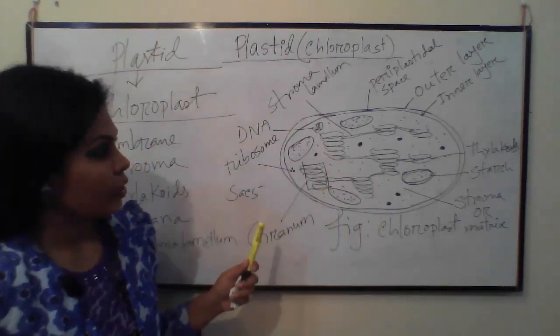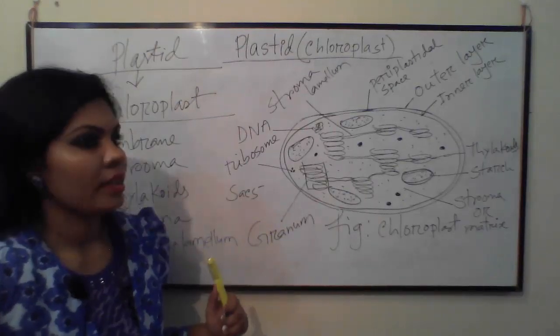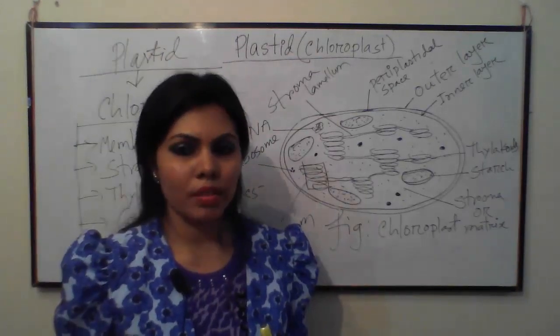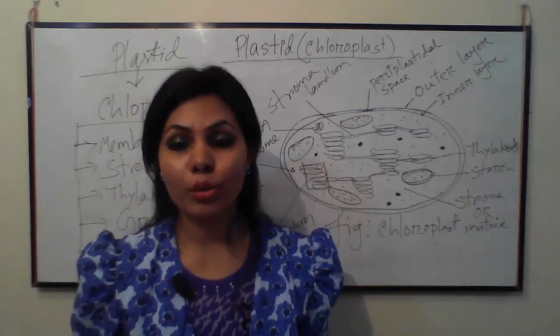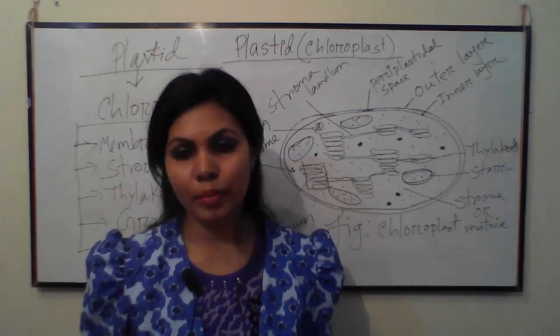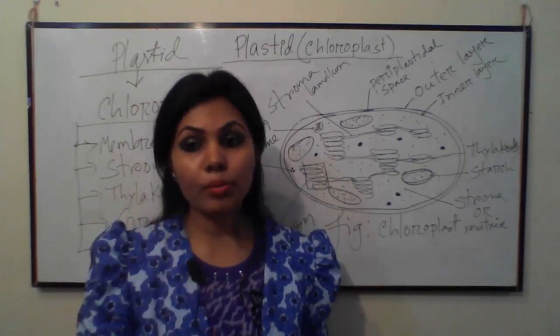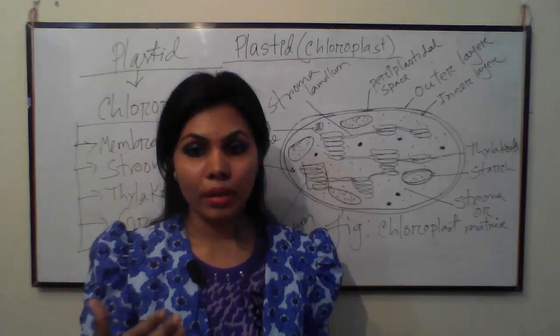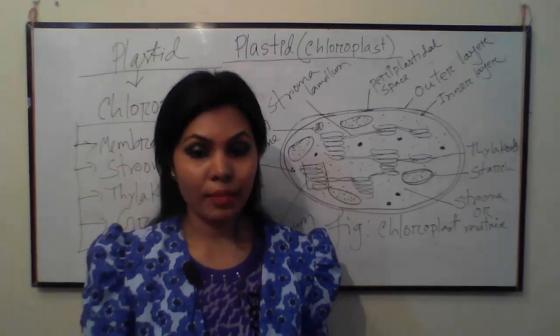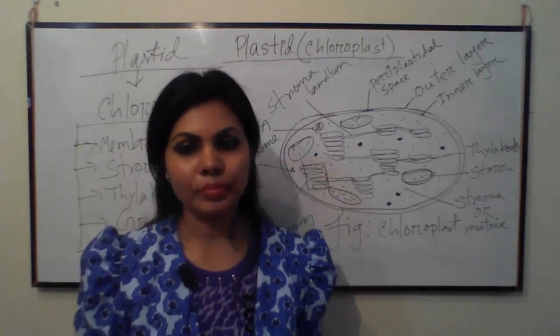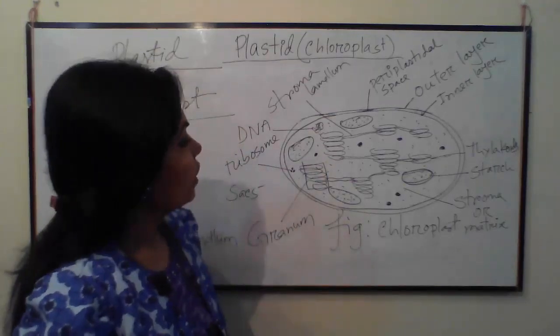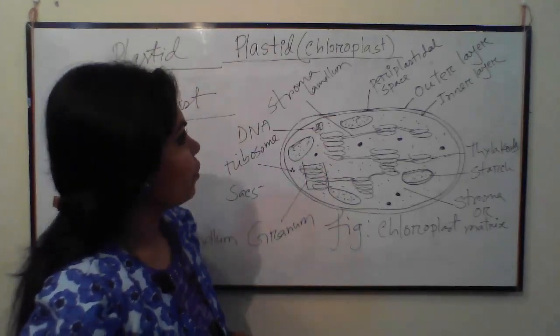Usually in a plant cell there are 20 to 50 chloroplasts available, but only one chloroplast, this is very important to remember, may be present in an algal cell. Okay, so now the structure of chloroplast.